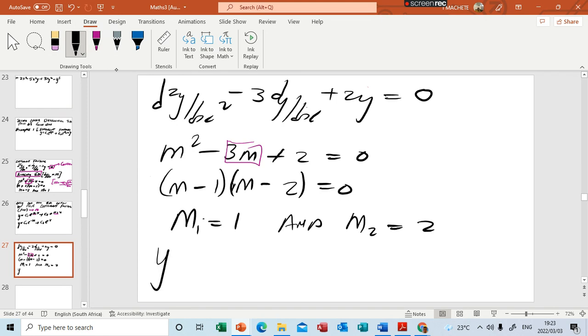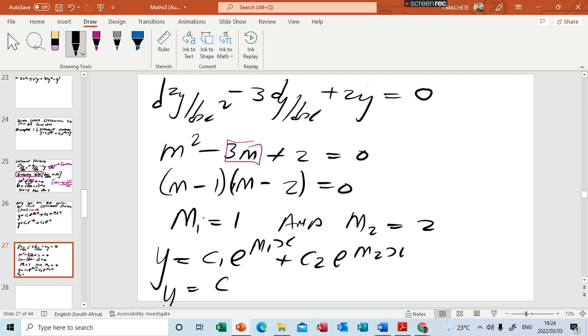This is the equation that you use, your general solution. You're going to say y equals c1 e to the power m1x plus c2 e to the power m2x. You put x there. Don't forget that x. Then you substitute your values: c1 e to the x plus c2 e to the 2x. Then you are done. That's your general solution.